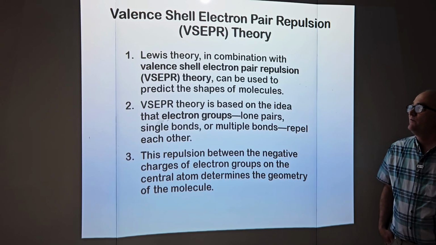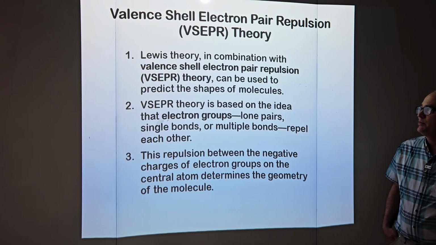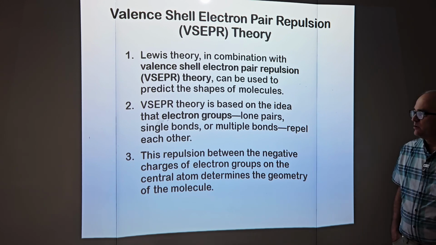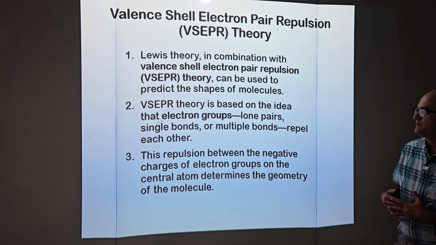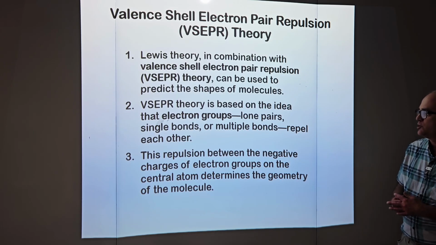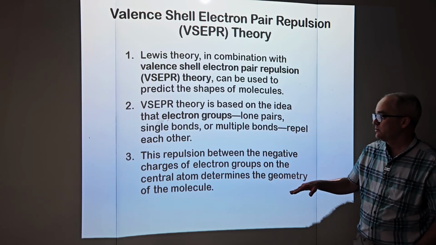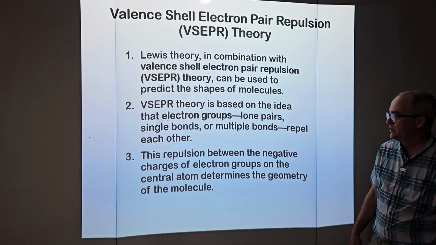There's this thing called valence shell electron pair repulsion. Like charges repel each other. So we have these electrons that make up bonds. They're negatively charged. They're going to be repelled by other bonding groups. And they're also repelled by lone pairs.